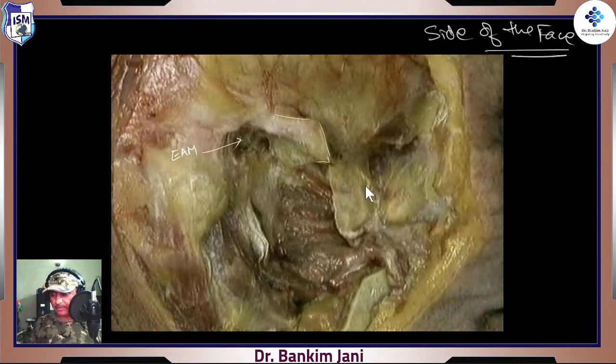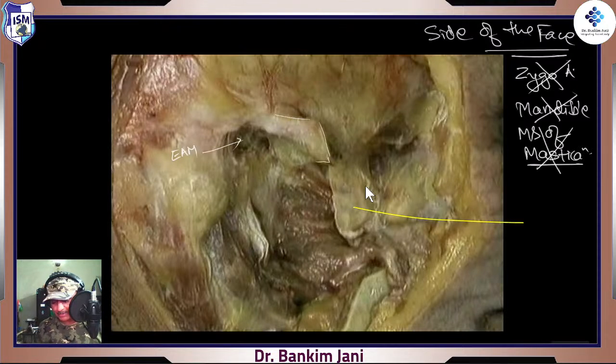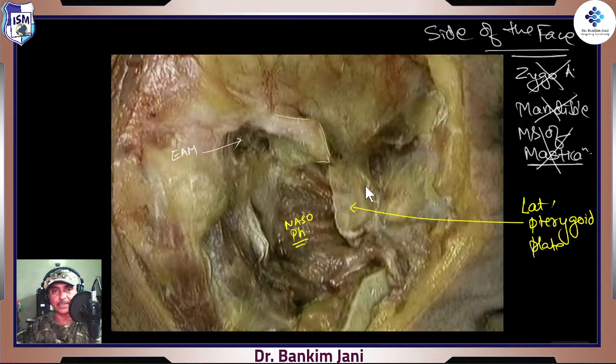And then what we have done: the zygomatic arch has been cut. If the zygomatic arch is cut, we don't see the mandible, so the entire mandible is removed. If the mandible is removed, surely all the muscles of mastication are removed. The very favorite structure which is seen over here is the pterygoid plate, very nicely seen. This is the lateral pterygoid plate, and because we have removed all the structures, this is nothing but the nasopharynx lying over here.